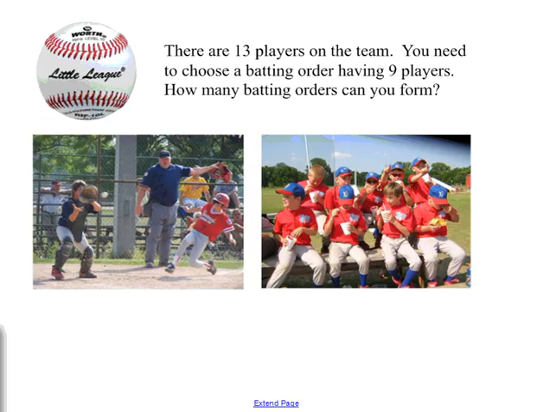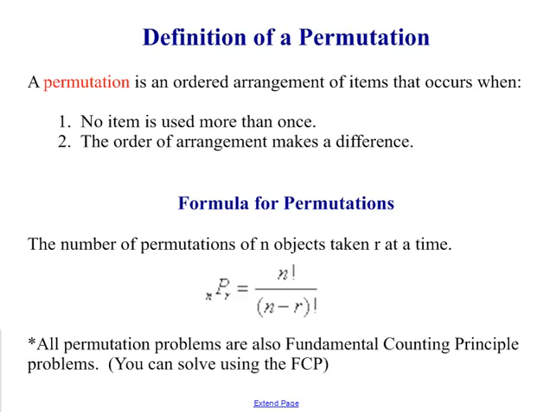So here's an example. There are 13 players on the team. You need to choose a batting order having 9 players. How many batting orders can you form? Well, first of all, let's go back to the definition of permutations to make sure we understand why this is a permutation problem. A permutation is an ordered arrangement of items. Certainly we are arranging the players in the batting order, where no item is used more than once. Of course, no batter can bat more than once without going through the whole team. And the order of arrangement makes a difference. Well, the order of arrangement in the batting order does make a difference.